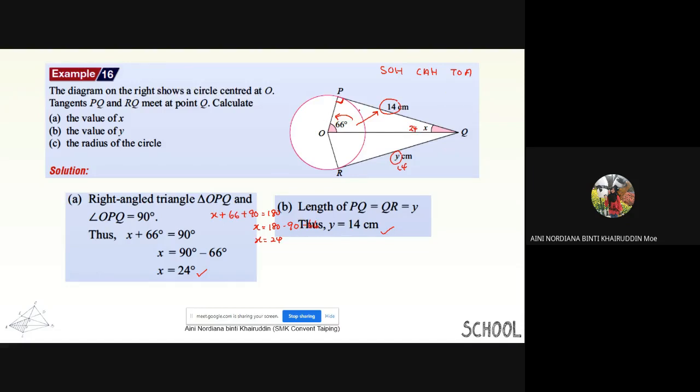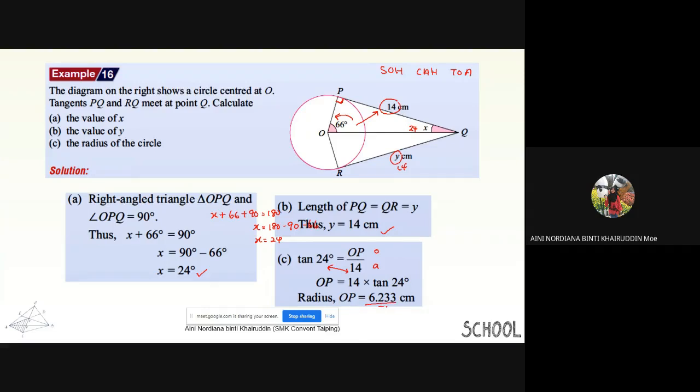Opposite is OP over adjacent 14. Mana-mana lah, jawapan akan dapat sama. Okay, kat sini I use 24. So tangent 24 equals to opposite over adjacent. Opposite for this angle is OP. So OP over 14. Then OP equals to 14 times tangent 24. So this is the answer for OP.